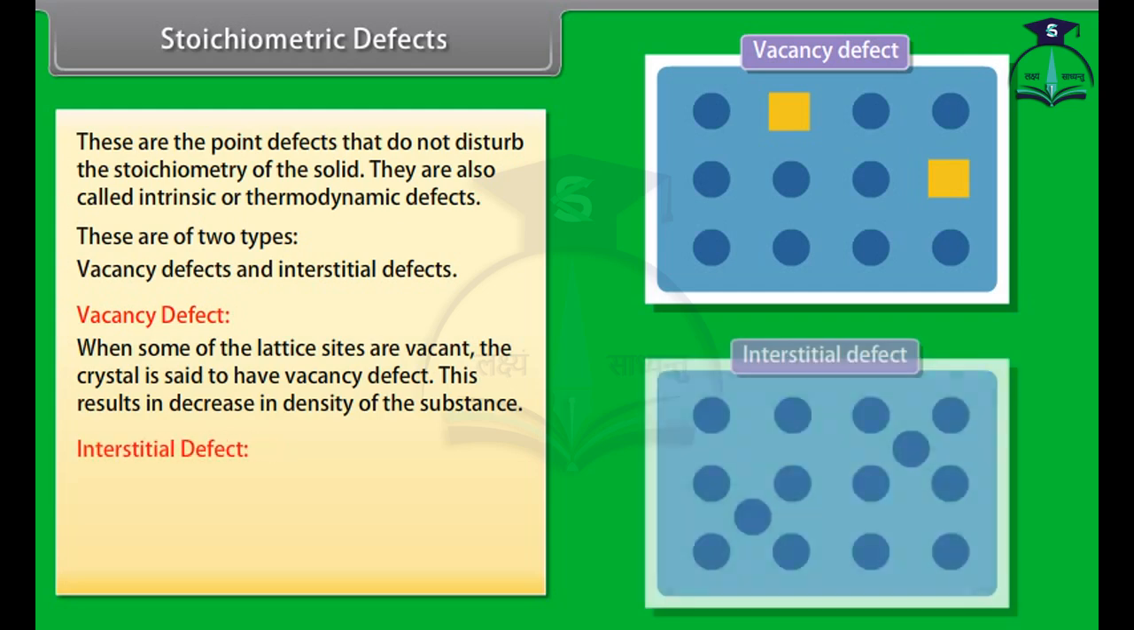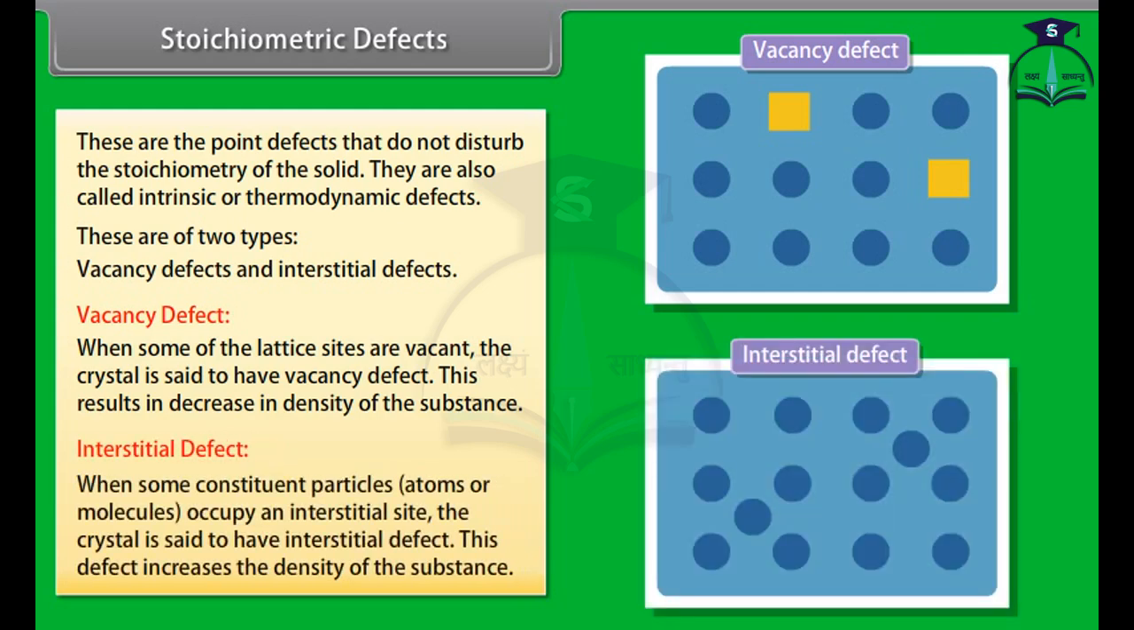2. Interstitial defect. When some constituent particles, atoms or molecules, occupy an interstitial site, the crystal is said to have an interstitial defect. This defect increases the density of the substance.